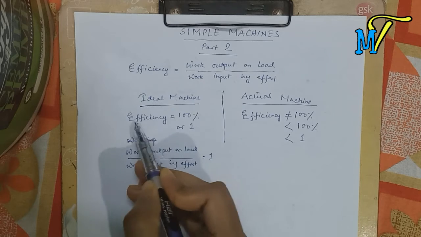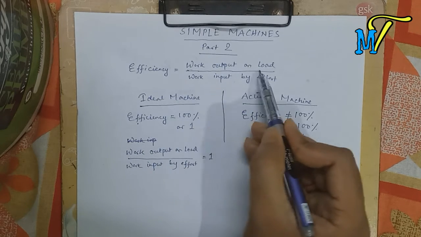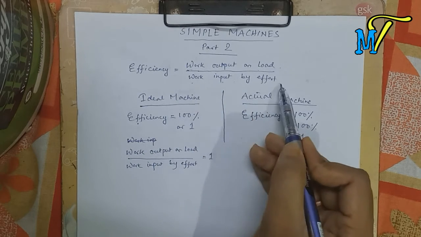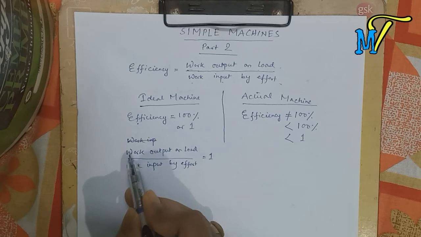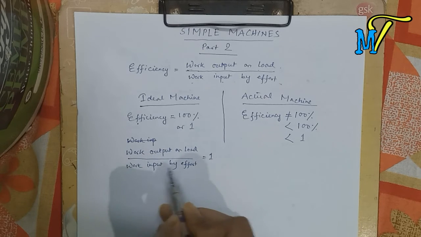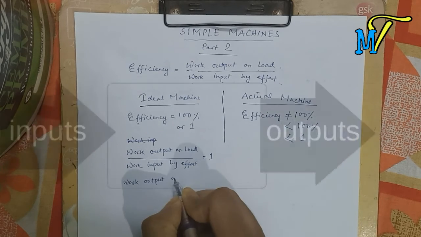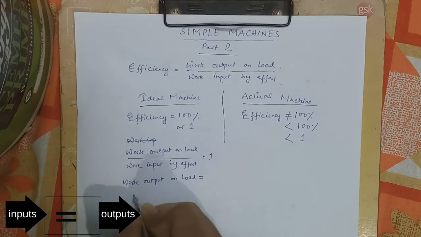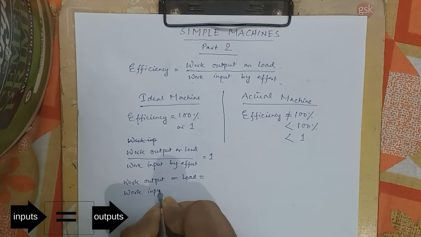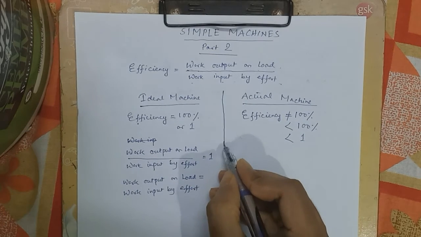Since the definition of efficiency is work output on load by work input by effort, I have written here that work output on load by work input by effort is equal to 1. It means work output on load is equal to work input by effort. This is for the ideal machine.